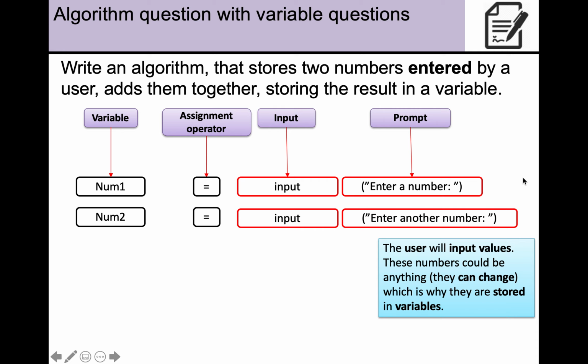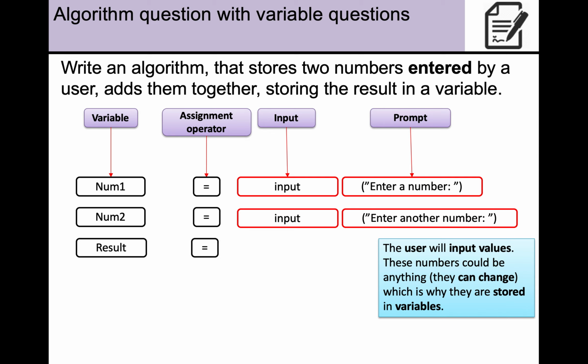And finally, the user will input the values. These numbers could be anything, they can change, which is why they are stored in variables. So the user inputs could change. One user might enter 15 and 12, another user might enter 56 and 100. So we don't know what they're going to enter. That's why we have the input command, because it will allow them to enter a number, and that will be stored in num1 and num2.